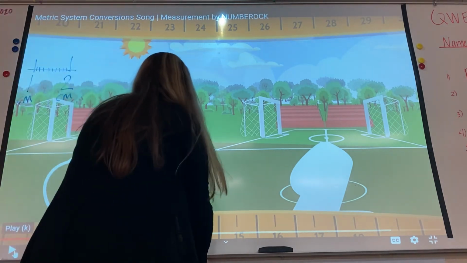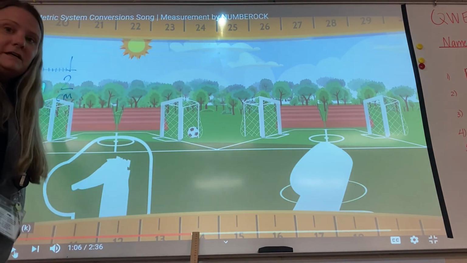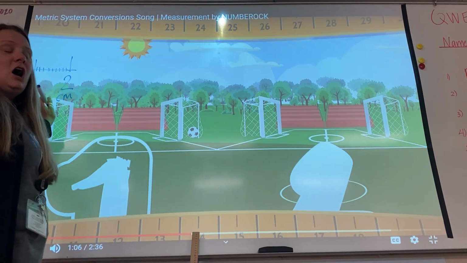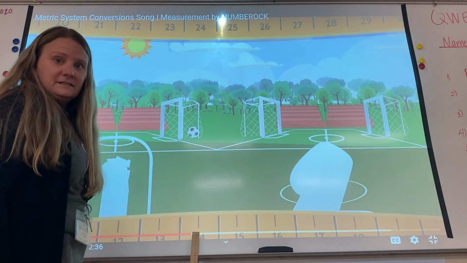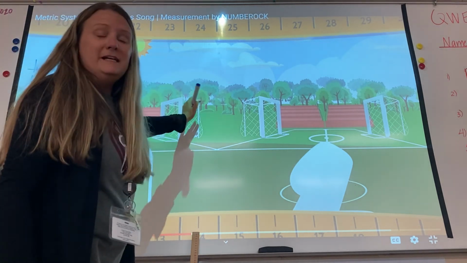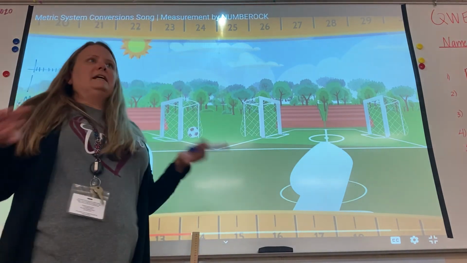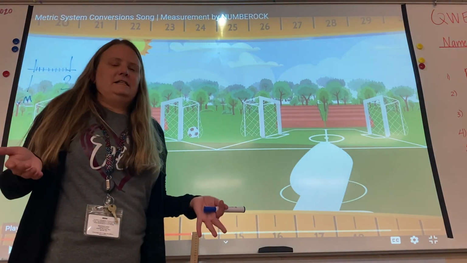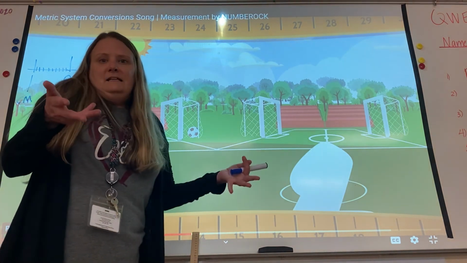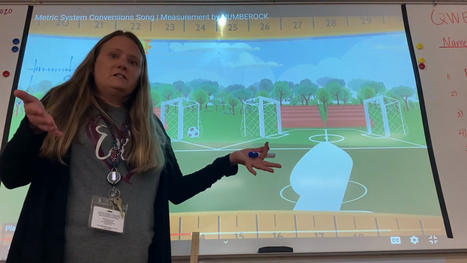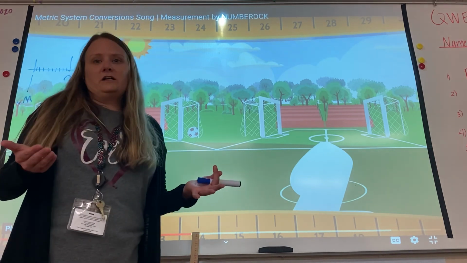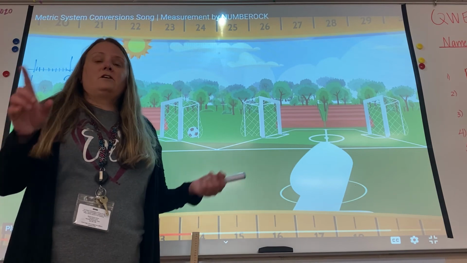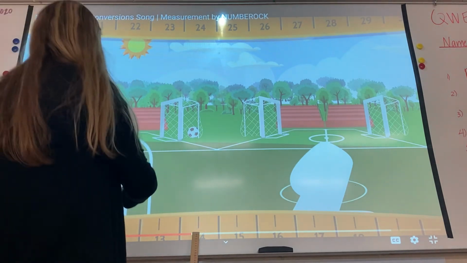Now notice that I said 10 millimeters equals a centimeter. 100 centimeters equals a meter. How is that related to powers of 10? It almost sounds like powers of 10. Times 10 would be the same as 10 to the first. Times 100 is the same as 10 to the second. All right, so hold that thought. This is going to get a little more tricky.